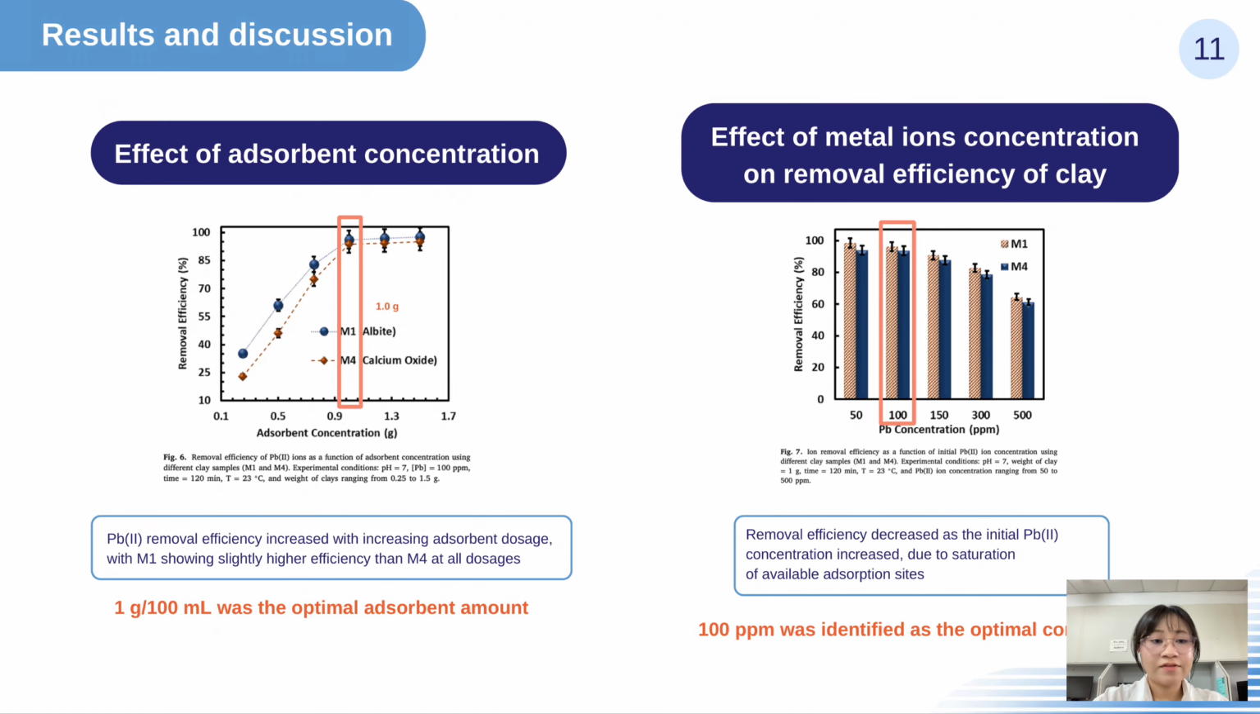Next, the left graphs show that increasing adsorbent dosage enhance removal efficiencies due to the availabilities of more adsorption sites, and 1 gram per 100 milliliter was the optimal adsorbent amount. And the right graphs show that higher Pb concentrations reduce removal efficiencies because of adsorption site saturations, and 100 ppb was the optimal Pb concentration.